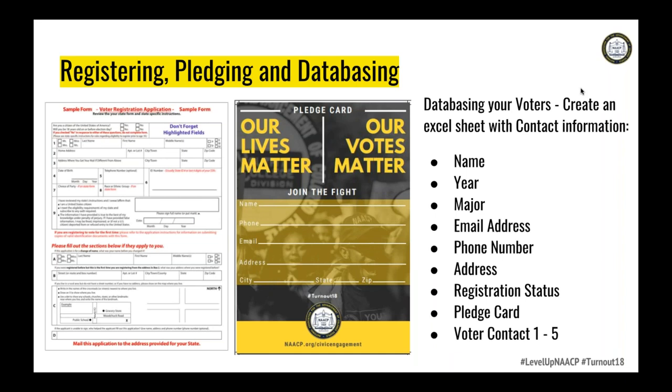So, the registering, pledging, and database. Again, like I said earlier, when you're registering folks and getting people to fill out registration cards, in addition to their registration cards, you should also include a pledge card, which can be found on our civic engagement site, where you're asking folks for their name, their phone number, their email, their address, their city, their state, their zip code, all the information, right?